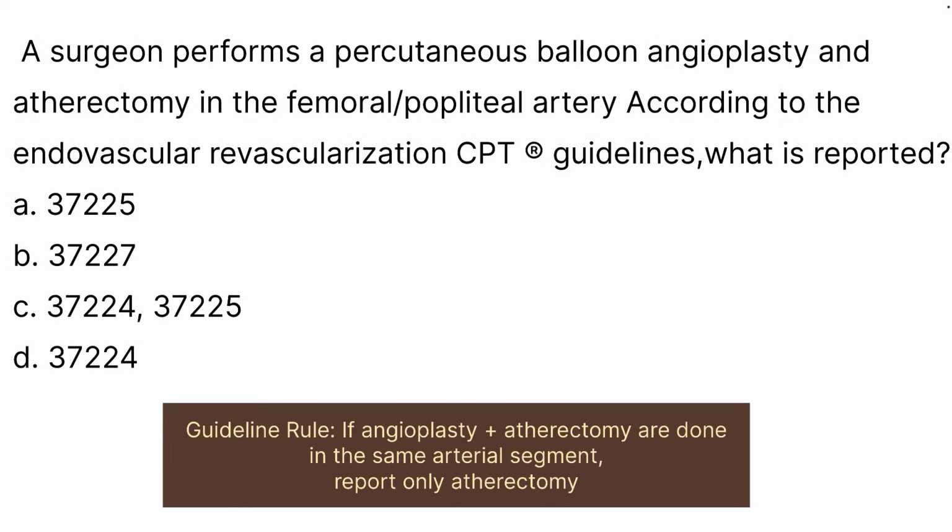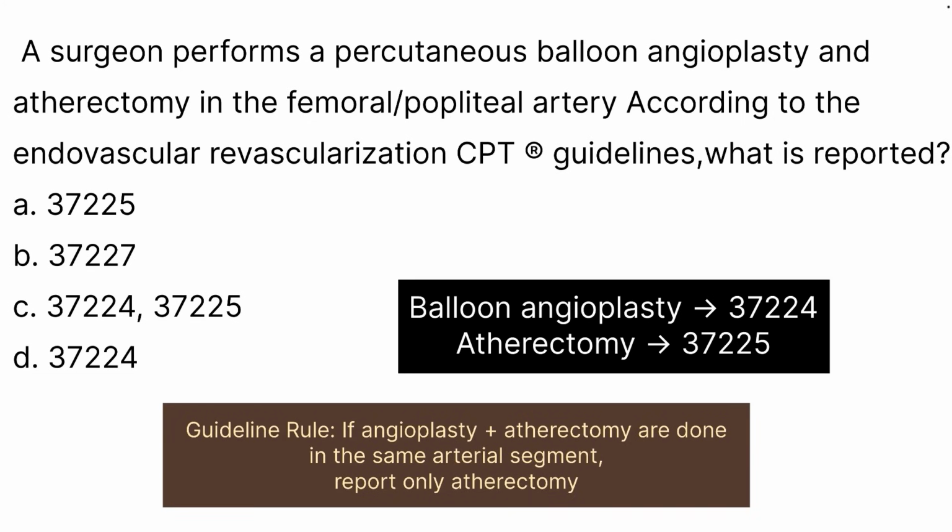In this scenario, if angioplasty and atherectomy are done in the same arterial segment, report only the atherectomy because angioplasty is included in the atherectomy code. So, don't code it separately. Report only atherectomy. Okay. Here, 37224 is balloon angioplasty and 37225 is atherectomy. So here we need to code only atherectomy, 37225. Here option A, 37225, is the correct answer.